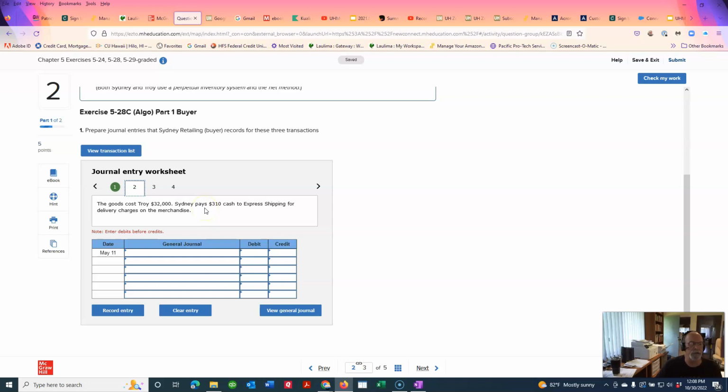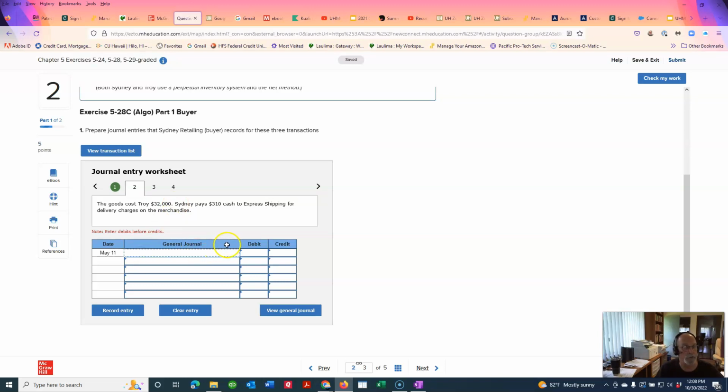Sydney pays $310 cash to express shipping for delivery charges on the merchandise. Now, since we are recording transactions for the buyer, the buyer is not involved with the cost of those goods, the cost of that merchandise in the hands of the seller. Troy, again, is the seller. So the buyer doesn't record the 32,000. Rather, the buyer is paying cash for shipping.